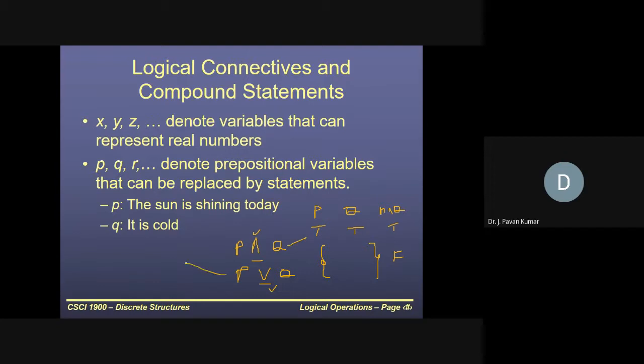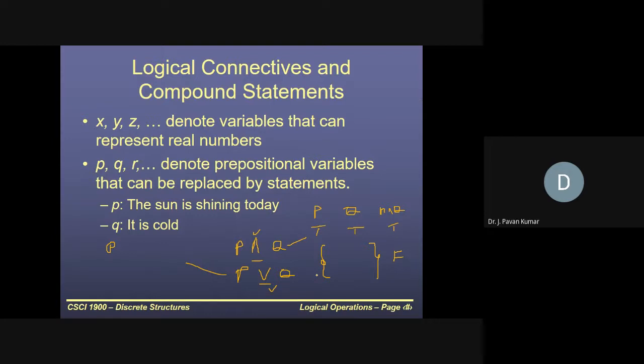Next, coming to disjunction, whenever both are false, then only the outcome is false. Otherwise, it is true. That is, if one of the statements is true, that is sufficient to claim that P or Q is also true. That is about the truth table that we will see anyway.